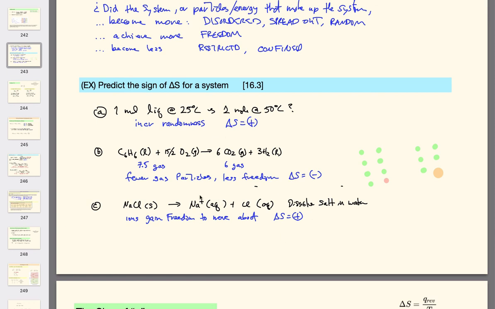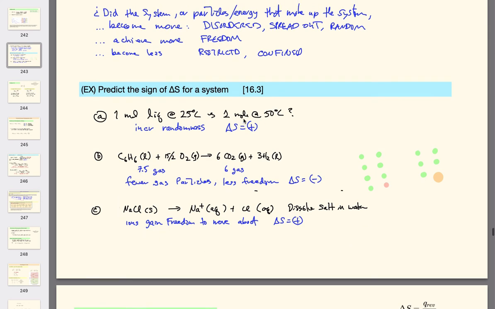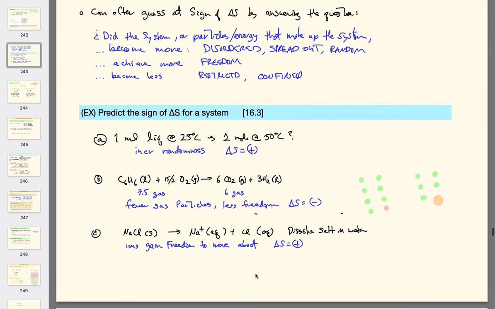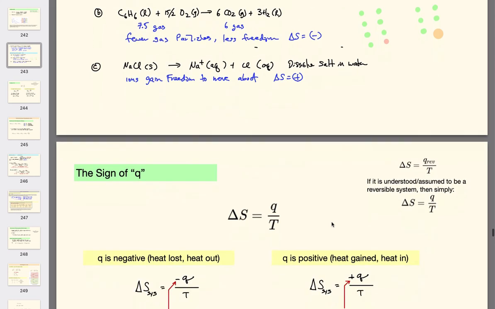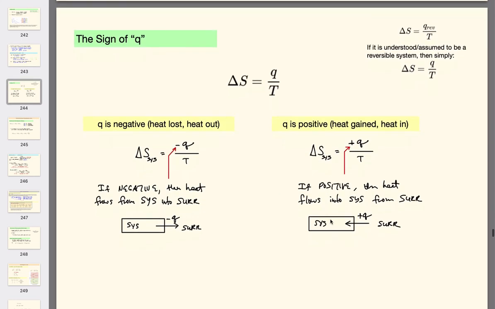So this is a good example right here to show you the phrases, right? So what could I say about the salt now? Are the particles making it up? There's certainly a lot more disorder. There's certainly a lot more spread out. They're certainly moving around a lot more random. They have a lot more freedom. They're less restricted, and they're less confined. So that's a pretty classic example there. Okay. Here we go.